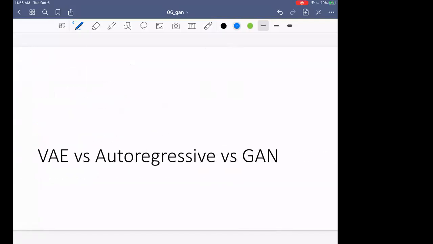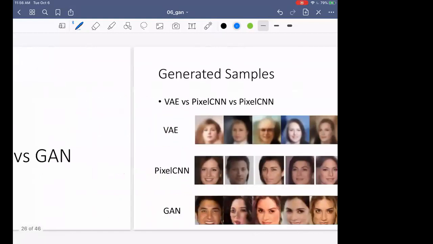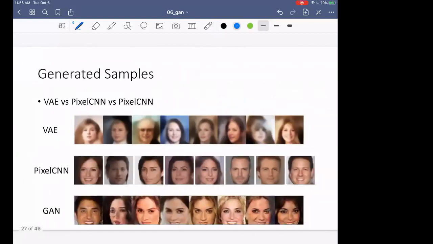Yep. Unfortunately, we don't have a lot of time, so I'll just skim through the rest of the material. So VAE versus autoregressive versus GAN. Here I'm picking PixelCNN, which is the representative example of the autoregressive model. Oh, actually, this should be GAN. Sorry about that. These are all from back in 2014, 2015, so these were the competitors out there. And these are different examples from the VAE model, PixelCNN model, and GAN model.